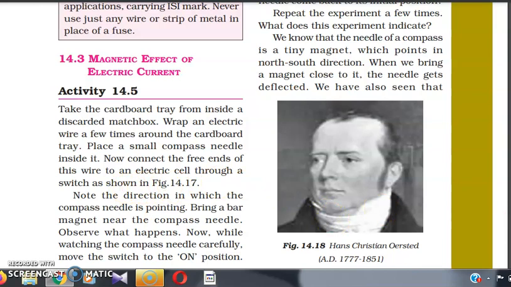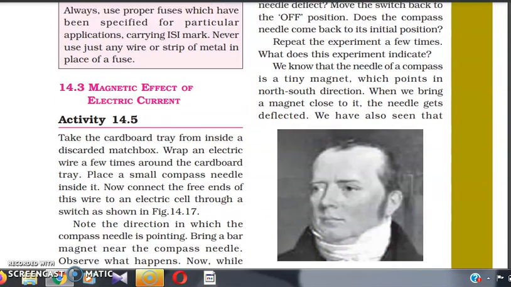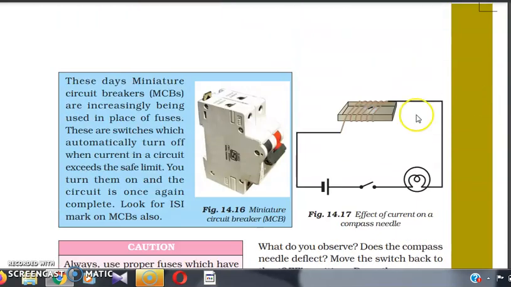So now we are going to make a setup like this. We have taken the tray and we have wrapped a wire around it. We have connected a bulb to ensure that it is a closed circuit whenever the switch is on. We have made a circuit like this and we have kept one compass needle inside.